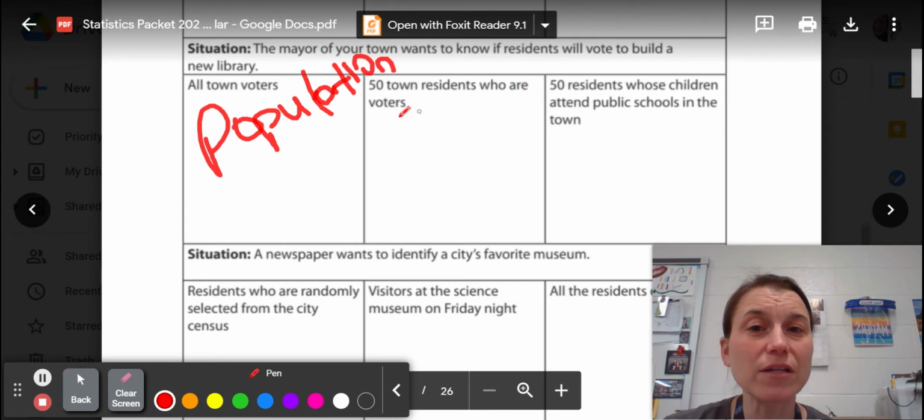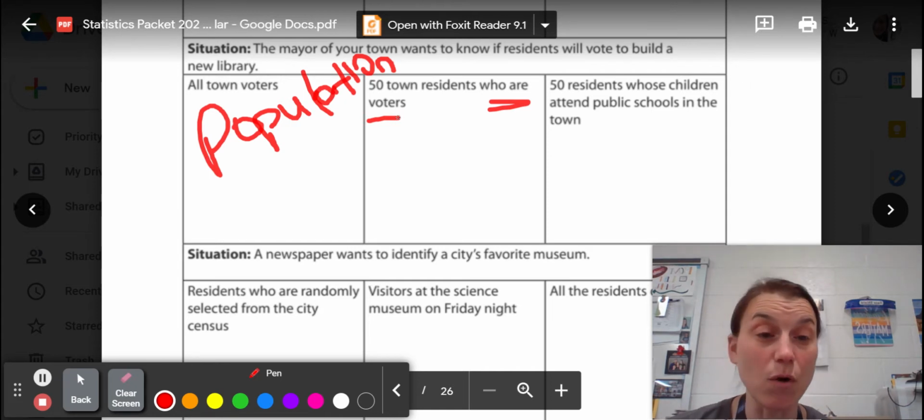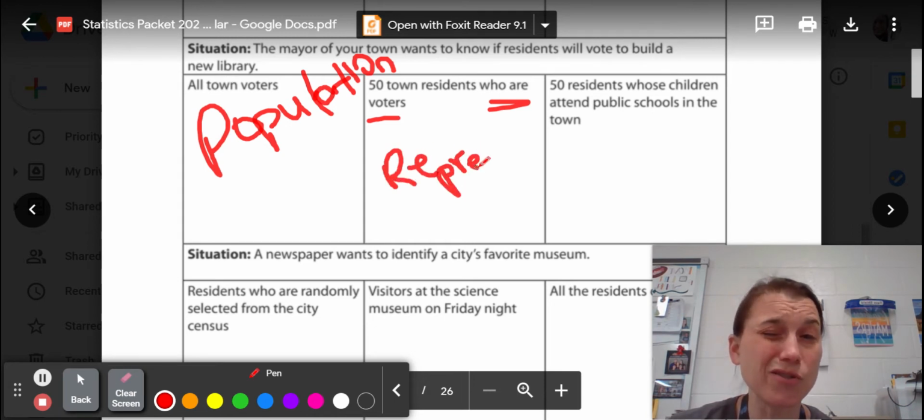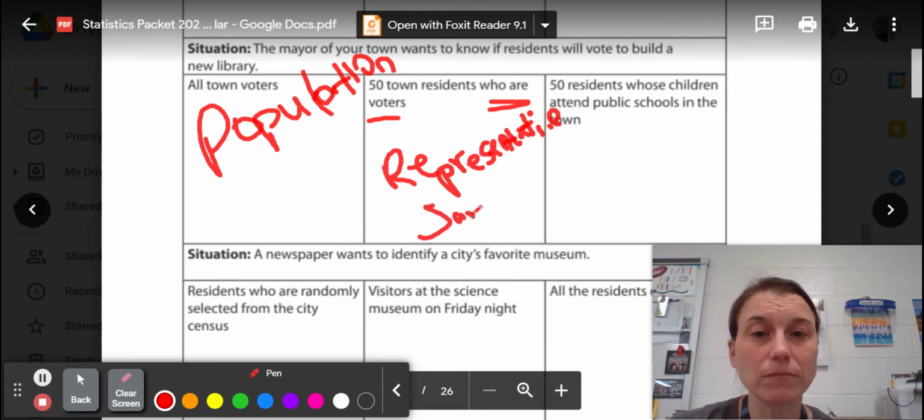So 50 town residents who are voters, 50 residents whose children attend the public schools. Okay, well, both of those are samples, but which one of them is a representative sample? Well, since these are people who vote, and it can be from any walk of life, no matter what their age is, as long as they're of voting age, this one is the representative sample. We don't know how it's chosen, so I'm not going to say whether it's random or not. I'm just going to say it's representative.